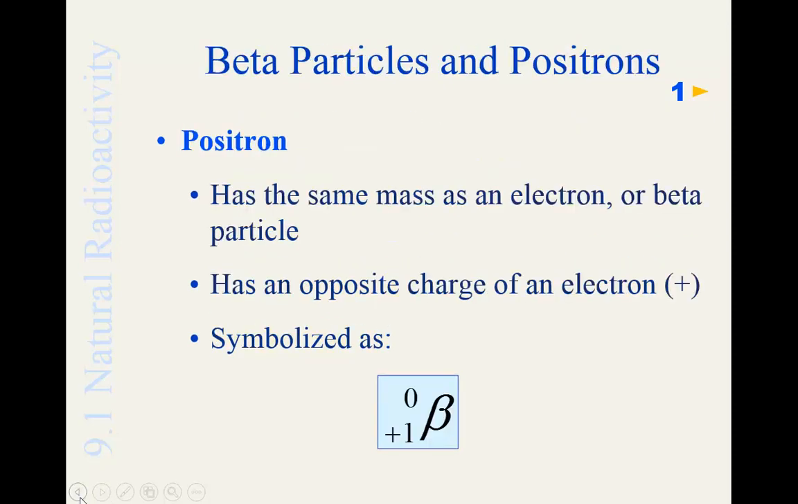Let's say one other thing here. Again, how do you know it's a positron? Well, it's a positive 1 here instead of a negative 1. And again, this could be written like E with a positive 1 and a 0 like that.